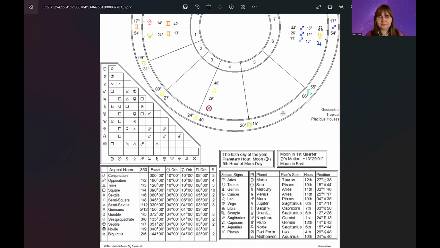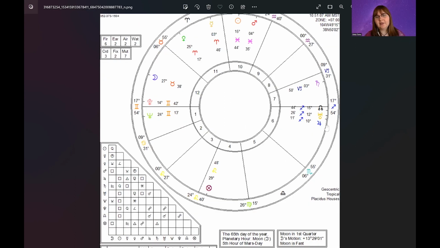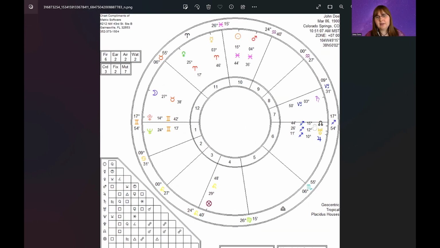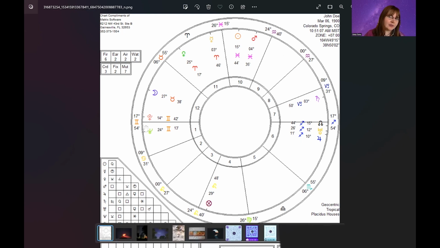All right, so then there's Uranus, Sagittarius, 6th house, 12 degrees, 26 minutes. As you can see, that's over here. Here's the symbol for Uranus in Sagittarius, 12 degrees, 26 minutes. We can go to Neptune. Neptune's over here in Gemini, 24 degrees, 13 minutes. This is in the 1st house.